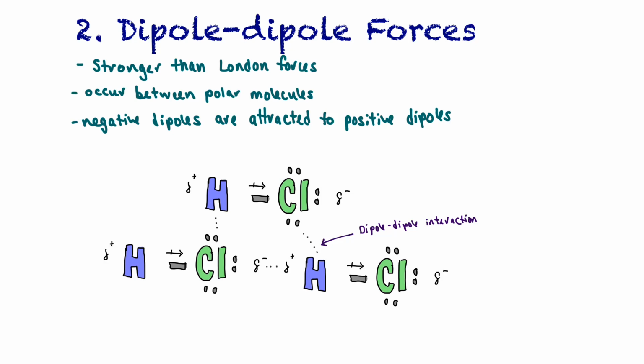Our next type of force are dipole-dipole forces, and these forces are stronger than London forces, and they occur between polar molecules. And in this case, negative dipoles are attracted to positive dipoles. So again, we're looking at our hydrogen chloride molecule right here, and we've got a positive dipole on hydrogen. It's going to become attracted to a negative dipole of a chloride ion in a neighboring molecule. And then same thing over here, this dipole is being attracted to that dipole, and it would go on and on and on throughout the solution.